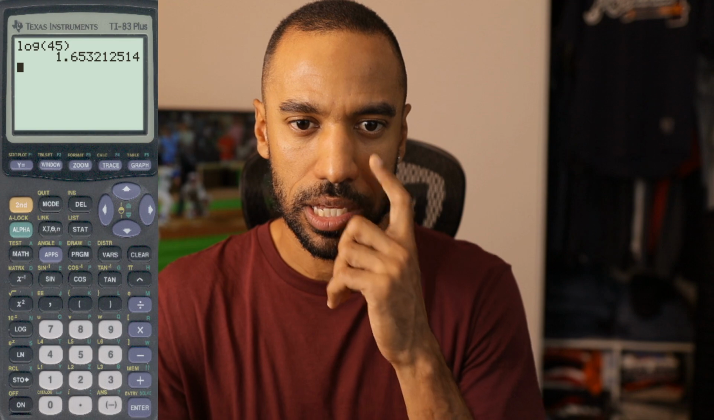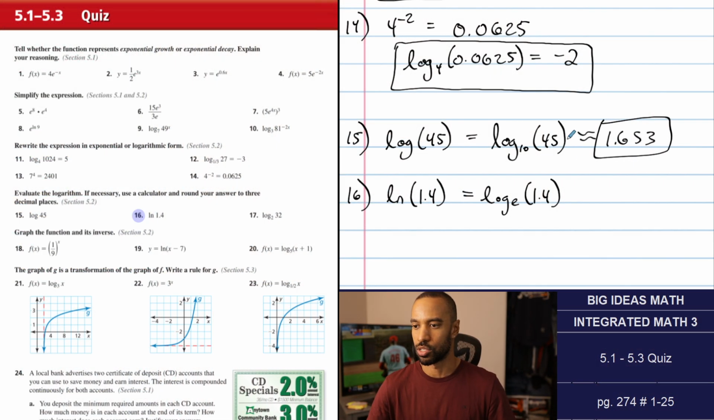Now, for log base e, of course, we use natural log. We have the ln button. It's right here. So I hit ln of 1.4. Didn't even need log base e, but just reminding you what it is. So there's my number, 0.336. 0.336 is the rounded value.